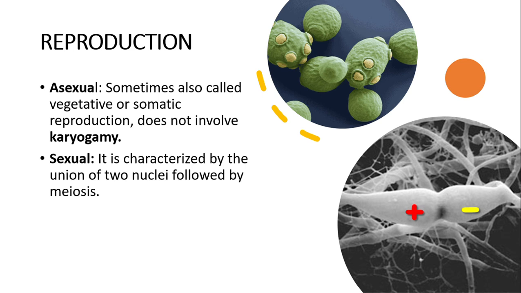Asexual reproduction is actually called vegetative or somatic reproduction as well because there is no involvement of karyogamy. There is no combination of different nuclei in asexual reproduction. However, sexual reproduction is characterized by the union of two nuclei followed by meiosis. So this is the difference between asexual and sexual reproduction in fungi.